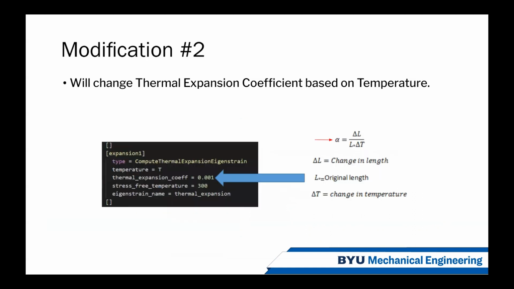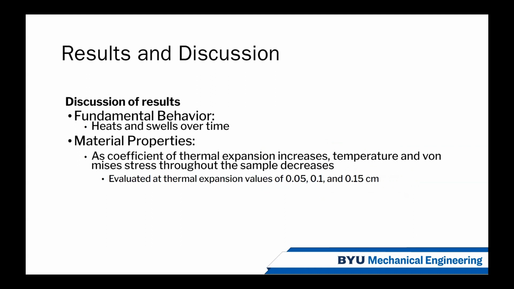Our second modification was to change the thermal expansion coefficient based on the temperature. To the right, we have the equation we used, which we use more than once, and we are able to put it right here on the left for the thermal expansion coefficient in this little module, and we will be able to see what happens. There were several data points, so we have several images that we'll show on the next slide, but it was very busy. So here, I'm just going to discuss the fundamentals and material properties.